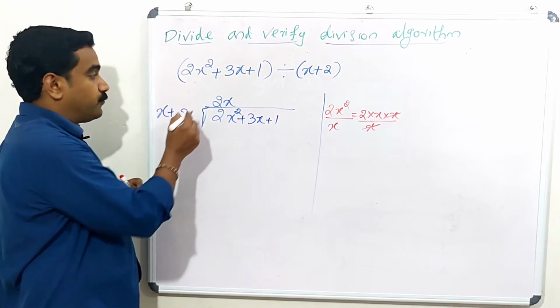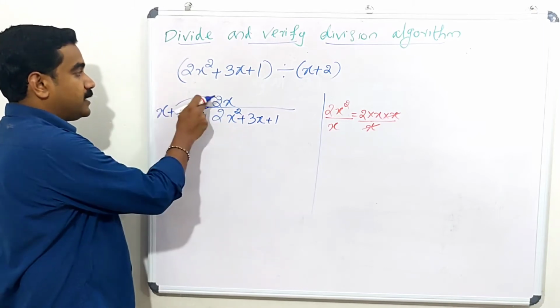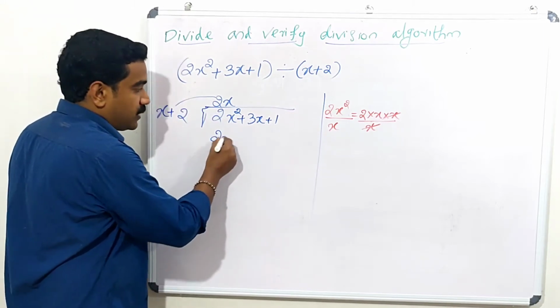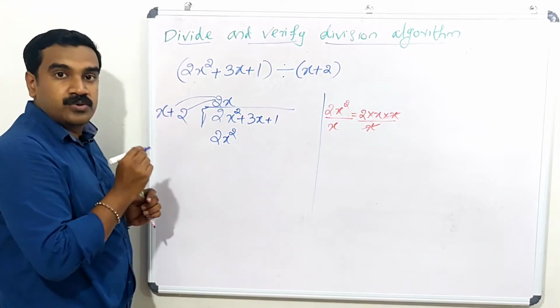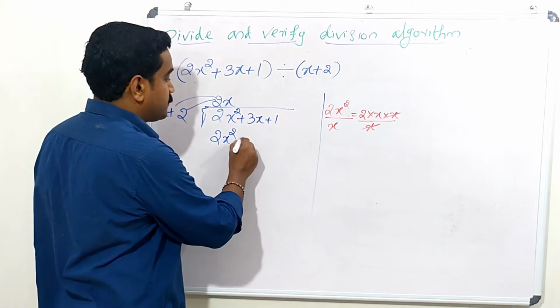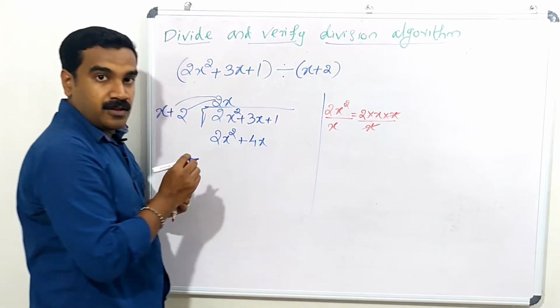2x with the x plus 2. First, 2x into x. What is 2x into x? 2x square. You want to write the term with the x square. Then 2x into 2. What is 2x into 2? 2 into 2, 4. 4 into x, 4x. Then 4x.